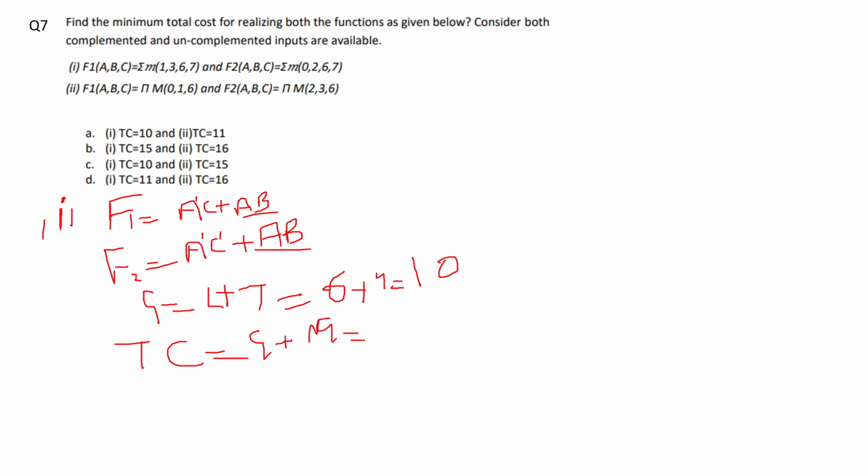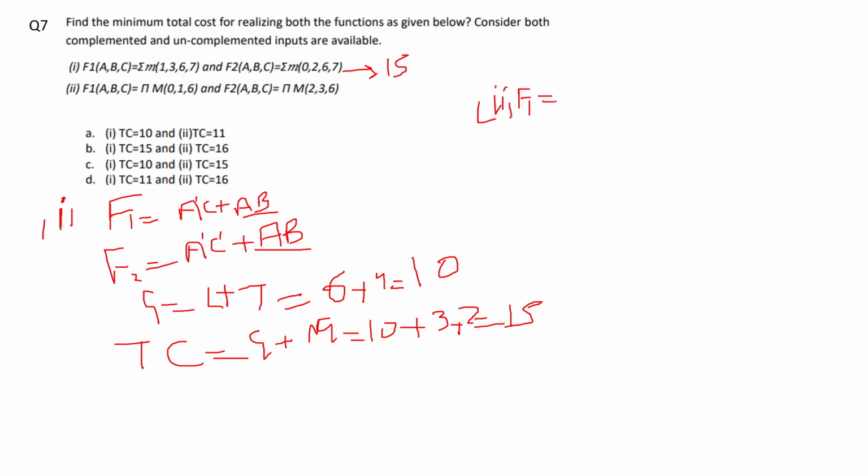The total cost will be G plus the number of gates. So that is 10 plus the number of gates, which will be 3 plus 2, so it is 15. So for this one it's 15.